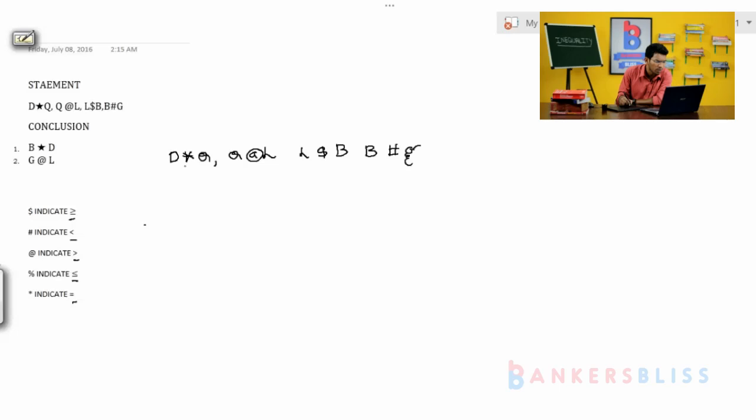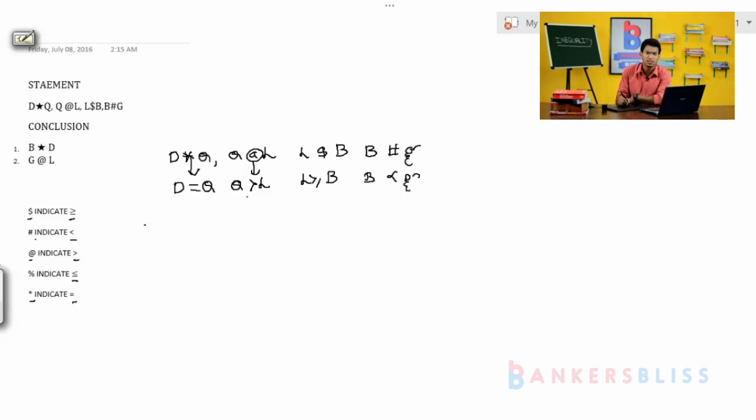Then what is the star here guys? Star is nothing but is equal to, it is nothing but D is equal to Q. Next, at the rate is nothing but greater, it is nothing but Q is greater than L. Observe here. Next, L dollar B. What is the dollar here? Greater than or equal to, look here, dollar is here, it is nothing but L is greater than or equal to B. Next hash, hash is nothing but lesser than, it is nothing but B is less than G.